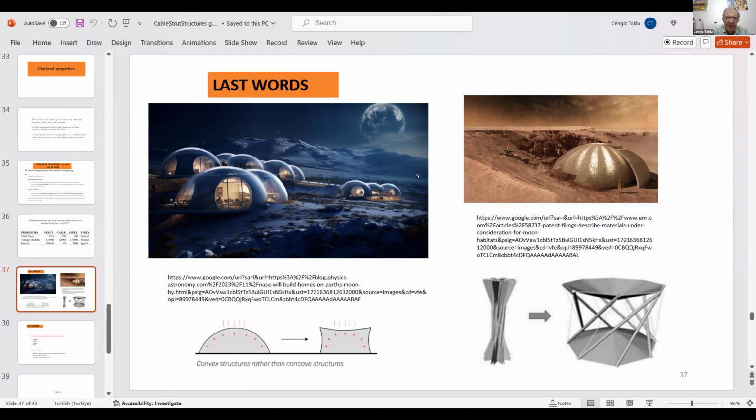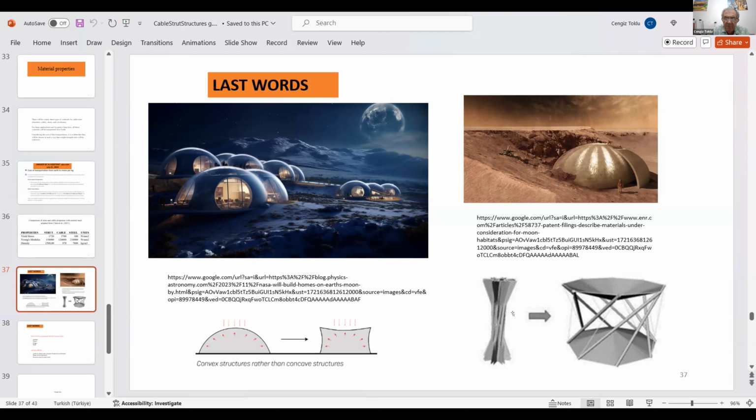In the literature, when you look at the artists' depictions, they give the form of the structures like these ones. But these are not structurally the best ones when there are internal stresses. The convex structures will be much better than concave structures, actually. The figures on the right will be much more applicable than the ones on the left if we consider the internal stresses.